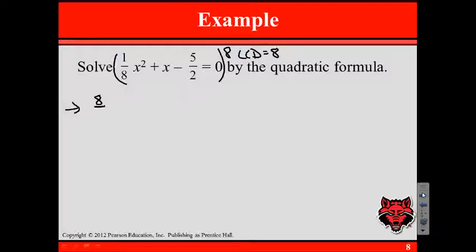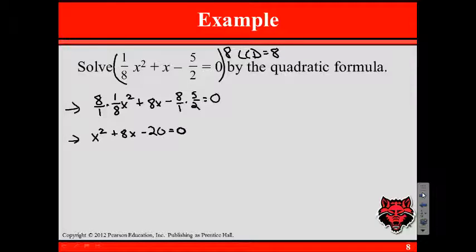We have 8, or 8 over 1, times 1/8 x squared, plus 8 times x, or just 8x, minus 8 over 1 times 5 over 2, equals 8 times 0, which is 0. As we multiply our fractions and simplify, this will give us x squared plus 8x minus 40 over 2, which is 20, equals 0. We now have a quadratic equation in standard form. A equals 1, B equals 8, and C equals negative 20.